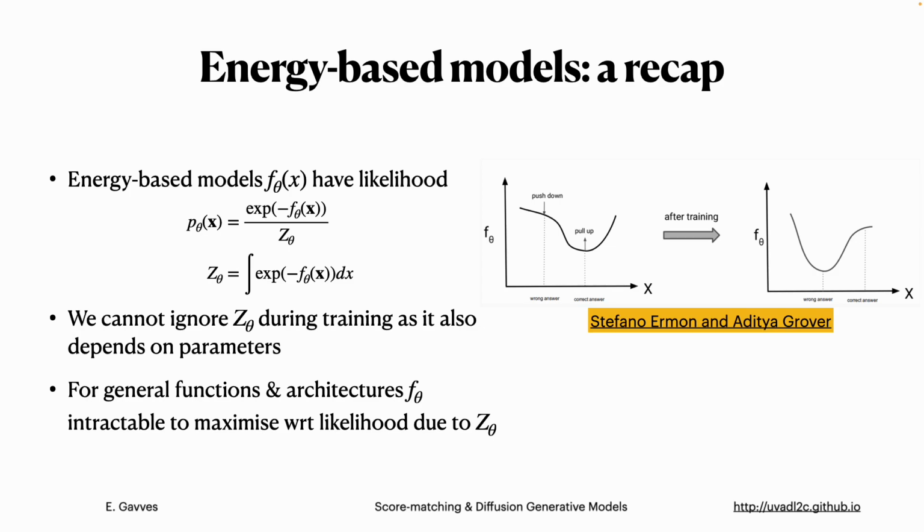Energy-based models, a recap. Right, so this is the energy-based model, like here. Here f is the energy. We cannot ignore the normalization constant during training. We can, depending on the operation we're doing after training, once we've got the model, but during training we cannot, because it also depends on the parameters. So it's not really constant during training. And for general functions and architectures, it is intractable to compute the integral. So it's very hard to maximize.